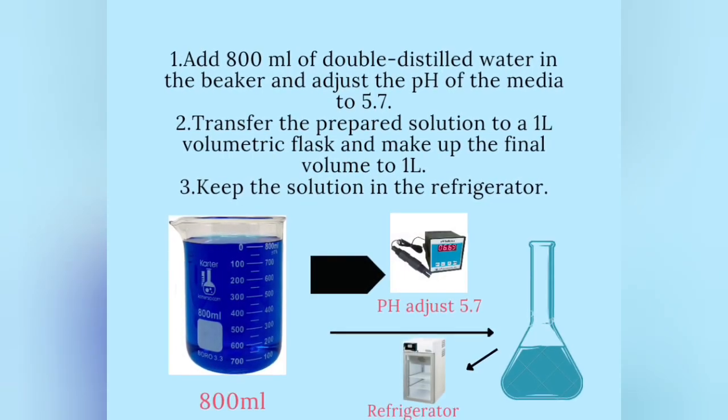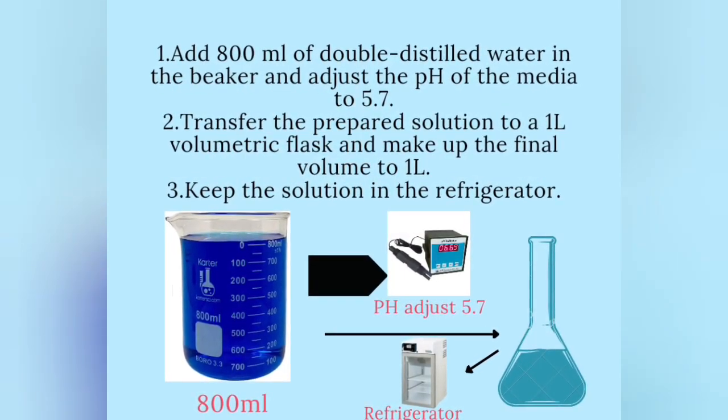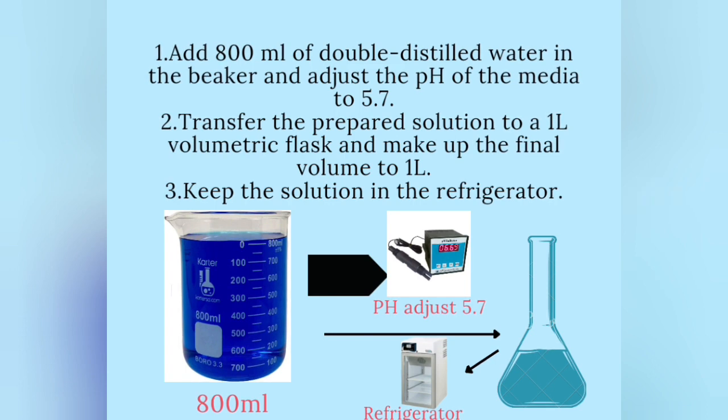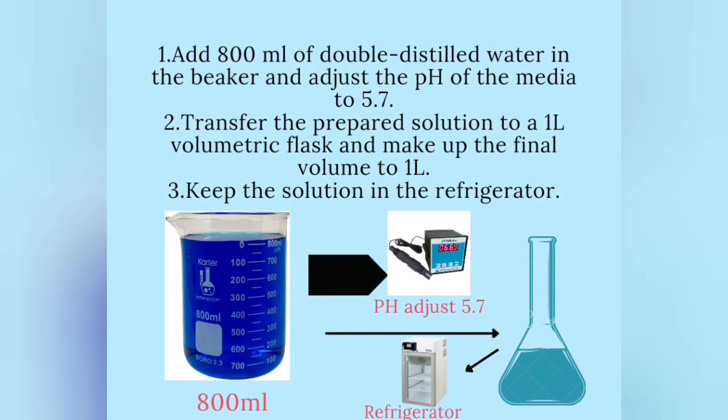1. Add 800 milliliters of double distilled water in the beaker and adjust the pH of the media to 5.7. 2. Transfer the prepared solution to a 1L volumetric flask and make up the final volume to 1L. 3. Keep the solution in the refrigerator.